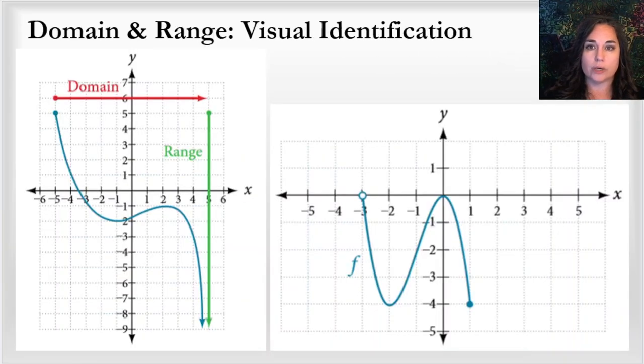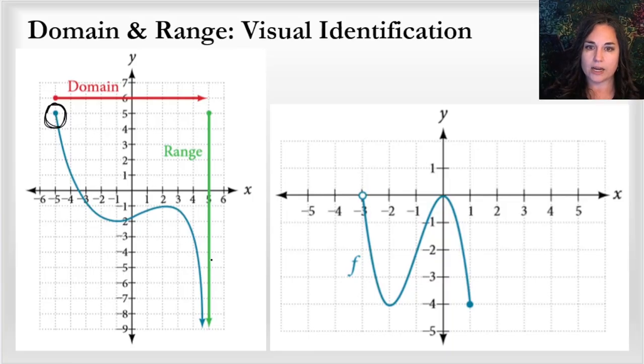We have some graphs going on here, and I'm going to remind you that the domain represents all of the input variables that are possible, and the range represents the output variables on the vertical. So the red and green here. Notice that we have some signs going on.